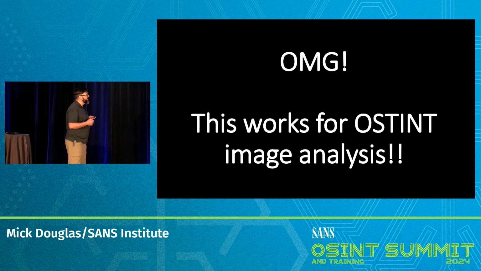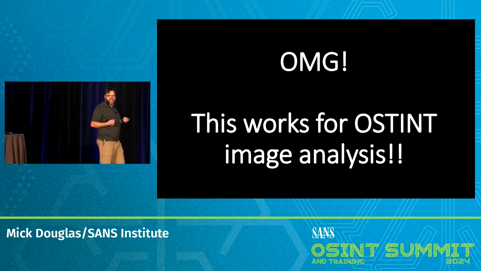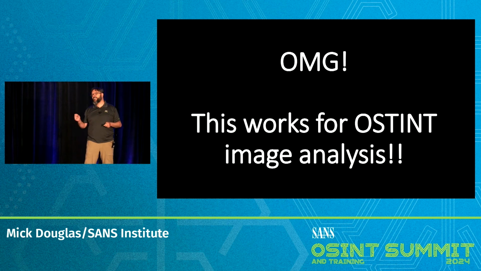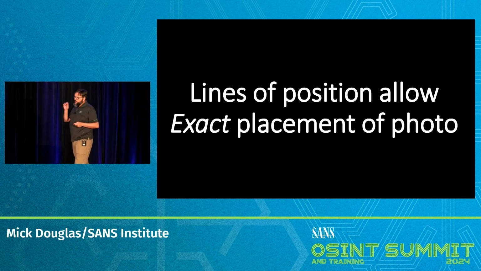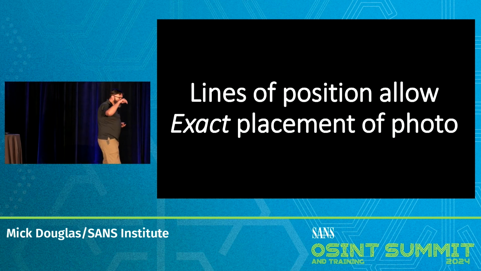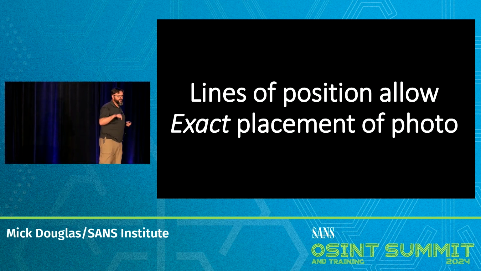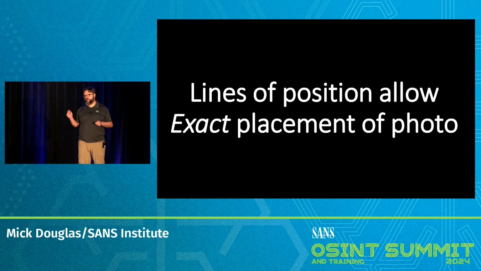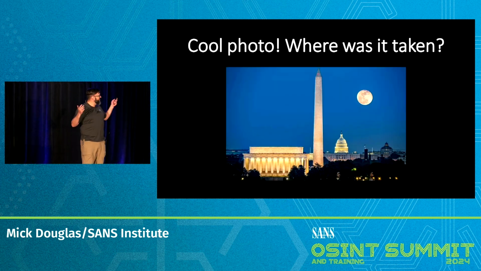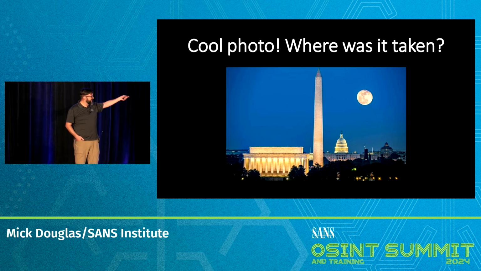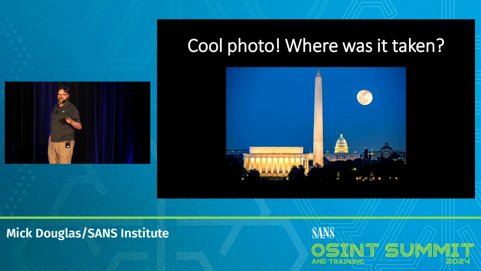So this works for OSINT image analysis, and it works incredibly well. It's amazing. You can use lines of position to get within a few feet of where an image was taken. It's incredibly precise. Because we're in Washington, D.C., I was like, okay, let's look for a photo of D.C. landmarks. But I want to know where this photo was taken.